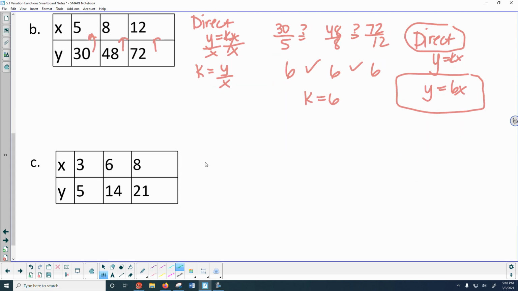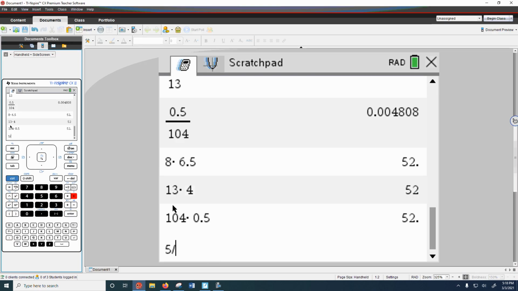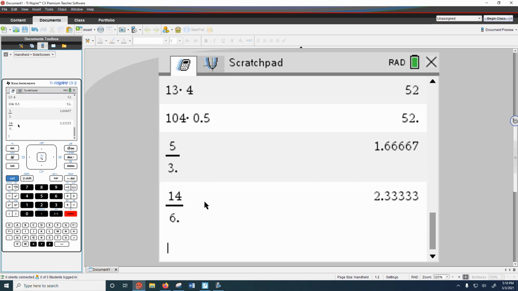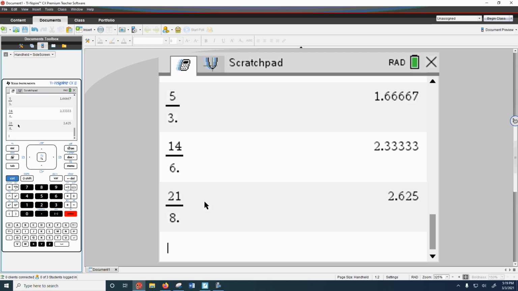All right, taking a look if it's direct, I just did that above. We're going to see if every y over x is the same. So is 5 over 3 the same as 14 over 6? Is that the same as 21 over 8? Go to my calculator. So 5 divided by 3, let's put a decimal in so we get a decimal. Is 5 over 3 going to be the same as 14 divided by 6? Already they don't match. If you want to check just for completeness, 21 over 8, those are not the same.